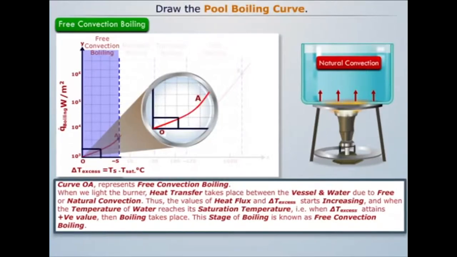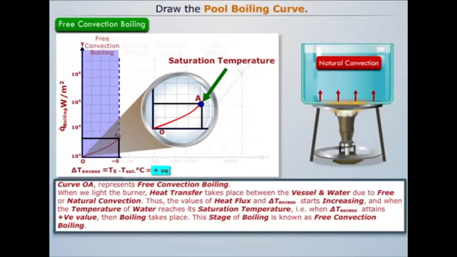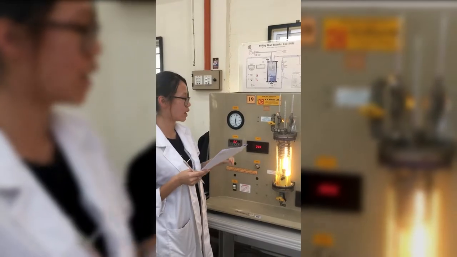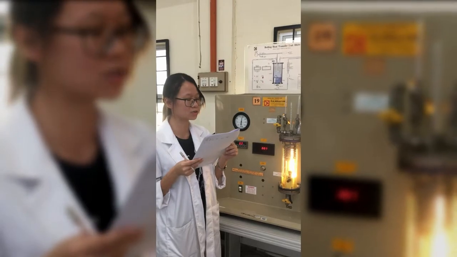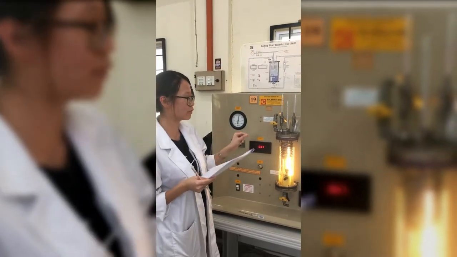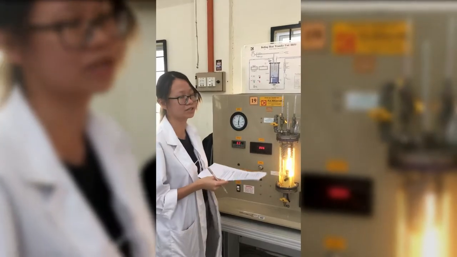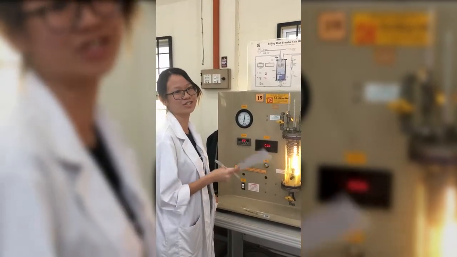We can see that the values of heat flux and delta T excess start increasing. And when the temperature of water reaches its saturation temperature, that is when delta T excess attains a positive value. Then boiling takes place. This stage of boiling is known as free convection boiling. Nucleate boiling is where some bubbles occur in the observation, and the last one, film boiling, is where we can observe many bubbles in the solution.